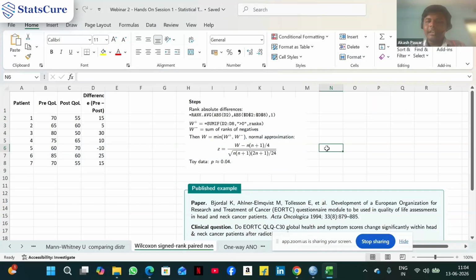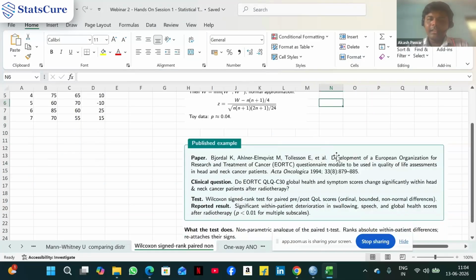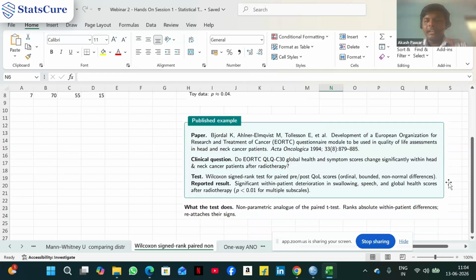Here, development of EORTC questionnaire module to be used in quality of life assessment in head and neck cancer patients data. Mostly for the quality of life of head and neck cancer patients, we use quality of life data from C30. The clinical question is: do EORTC QOL C30 global health and symptom scores change significantly within head and neck cancer patients after radiotherapy? So before and after, are the overall quality of life values significantly differing or not?